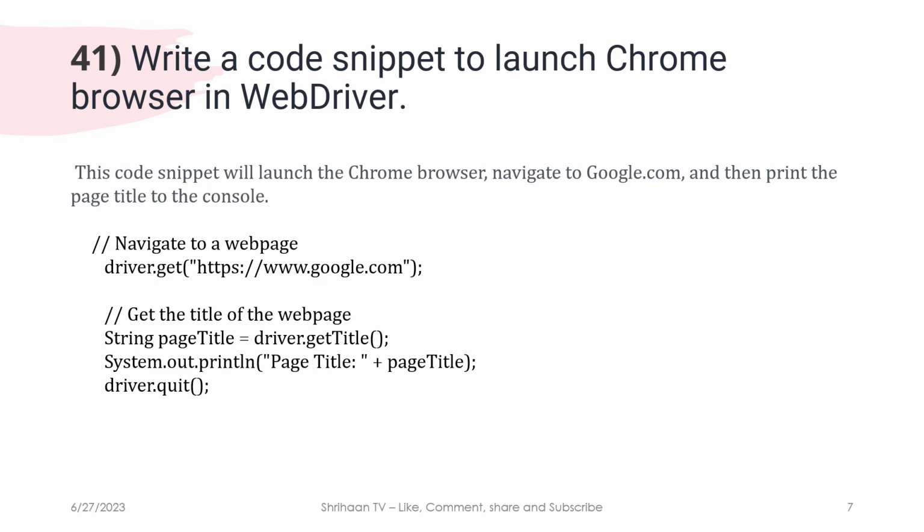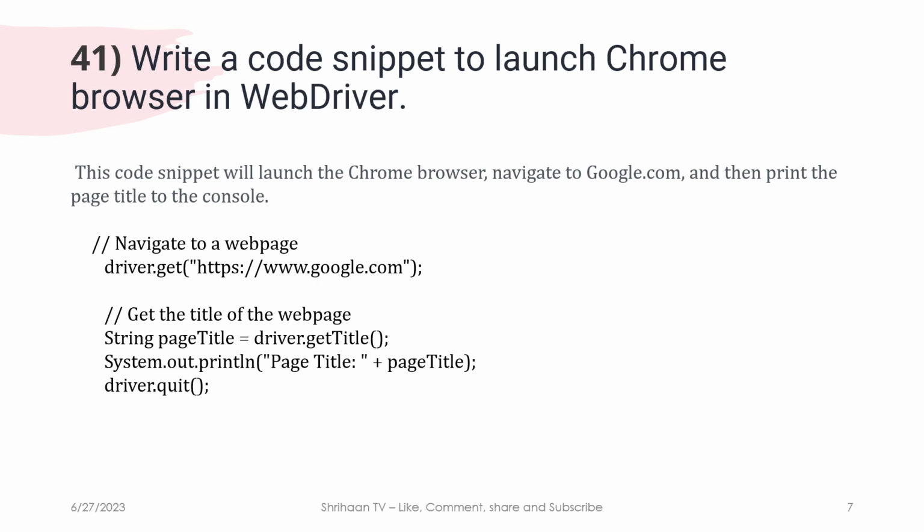Write a code snippet to launch Chrome browser in WebDriver. The code snippet will launch the Chrome browser and navigate to google.com like below, and then print the page title to the console. So we are navigating to a web page here using the driver.get method, and here we are going to google.com, and that is launching the Chrome browser. And next we are getting the title of the web page by using the driver.getTitle method, and we are placing that in a variable, page title, and we are printing that page title, which is the title of that web page. And this is how we need to write the code snippet for launching Chrome browser.